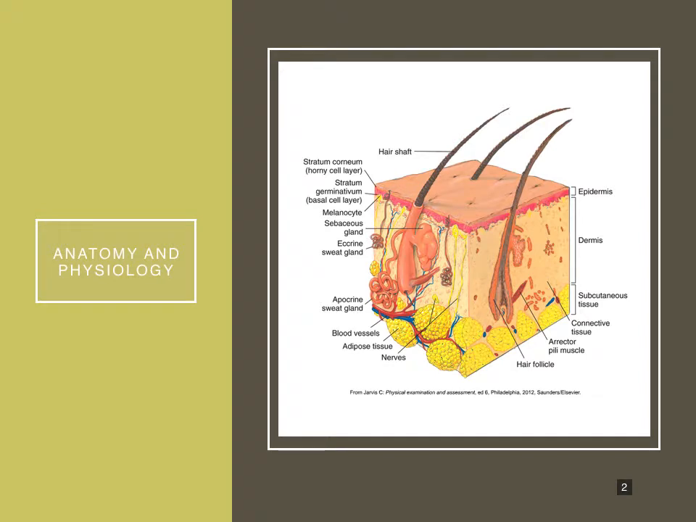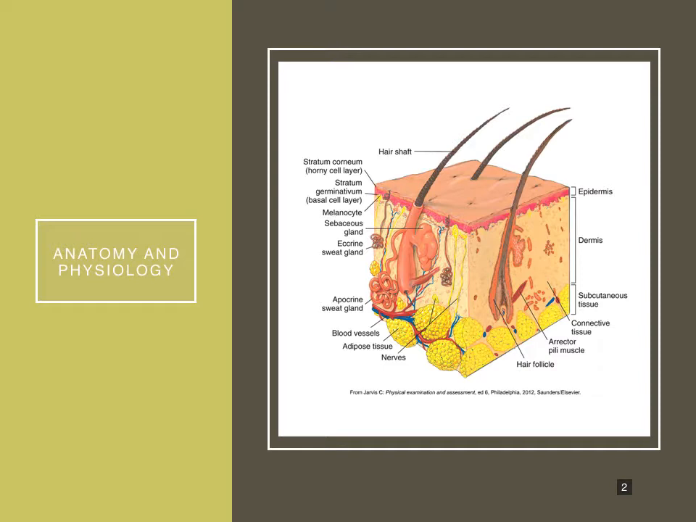Just a quick brief review of anatomy and physiology. It's a good cross-section of the skin there. You can see all the different layers and the hair follicles. The epidermis is the thin outer layer. There's 5 layers of stratified squamous epithelium. The keratinocytes comprise most epidermal cells, and melanin is produced in the basal layer.